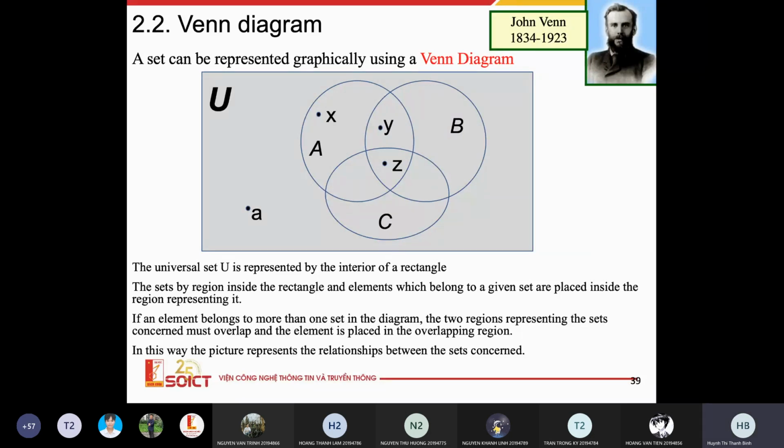A, B, C. And the whole rectangle we denote by U, and an element belongs to U, and an element x belongs to A and belongs to U also. And if an element belongs to more than one set in the diagram, the two regions representing the sets concerned must overlap, and the element is placed in the overlapping region. In this way, the picture represents the relationship between the sets concerned.